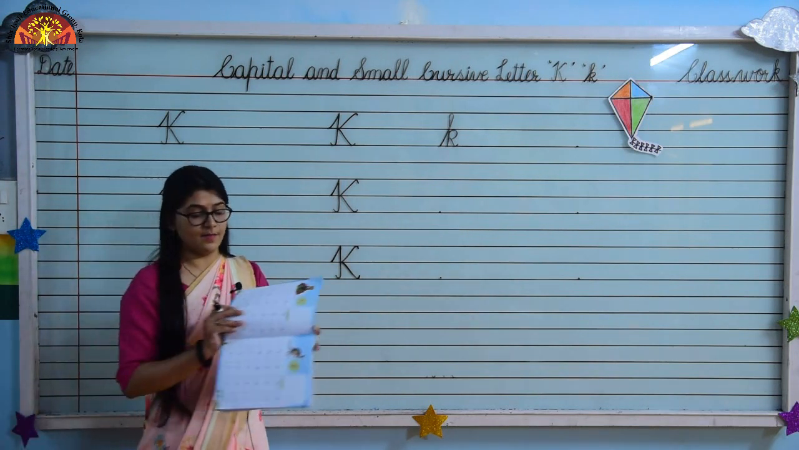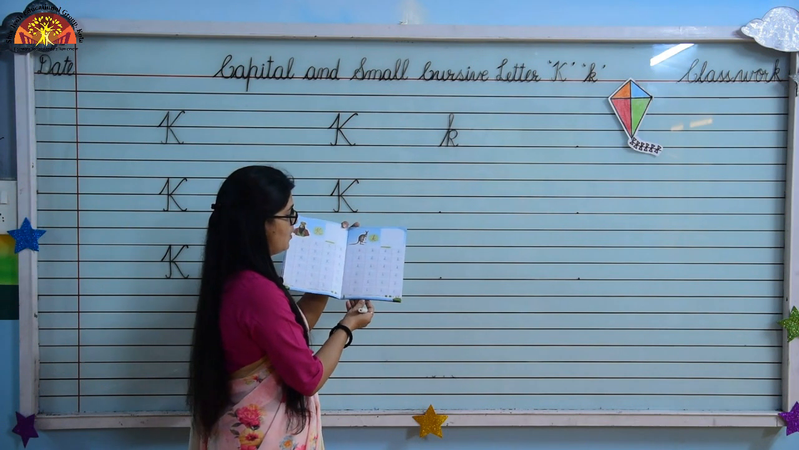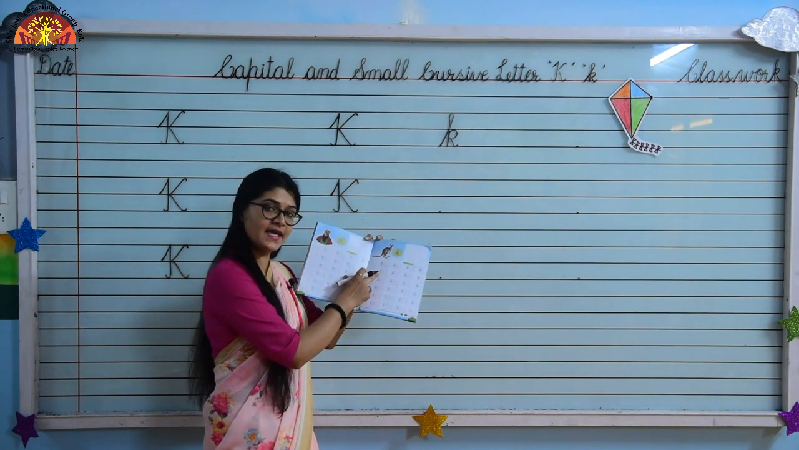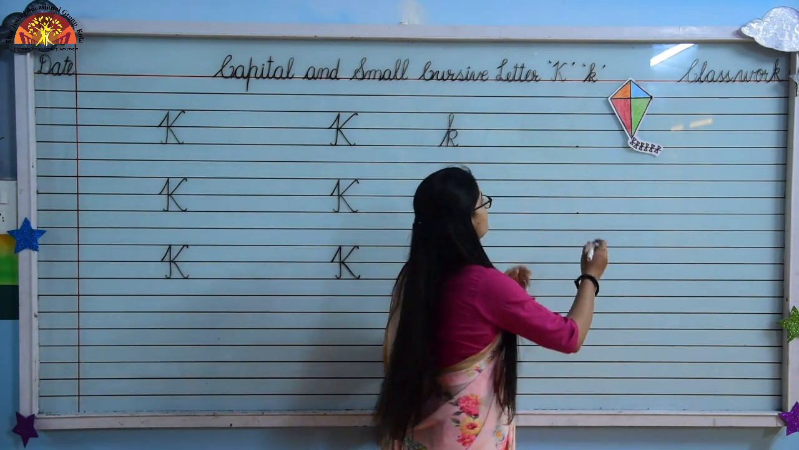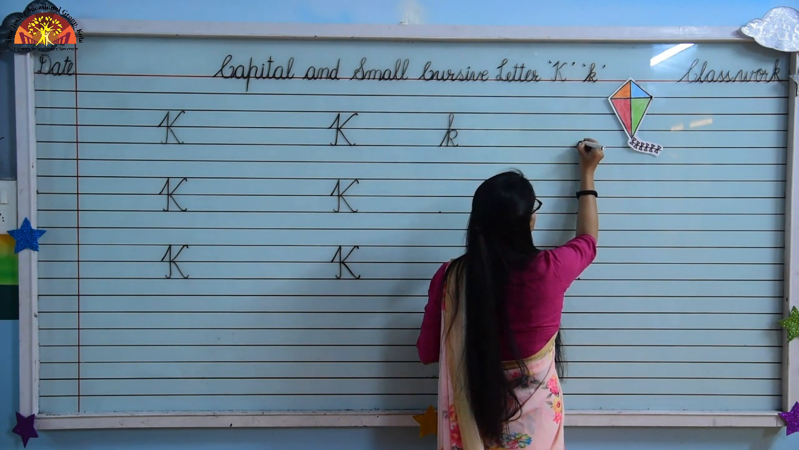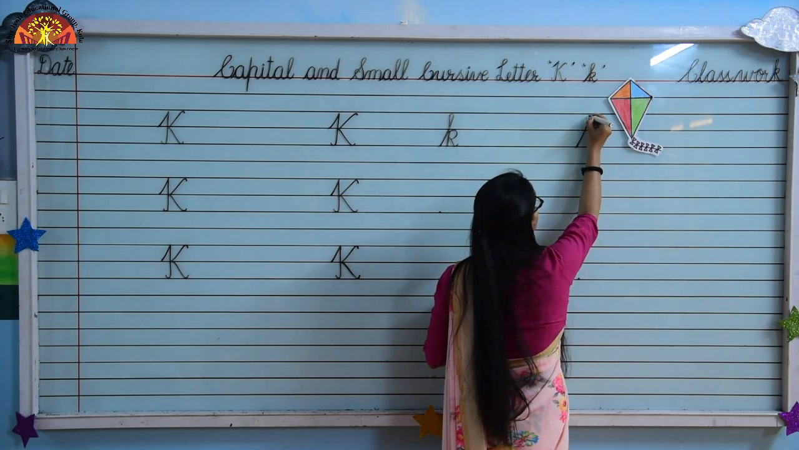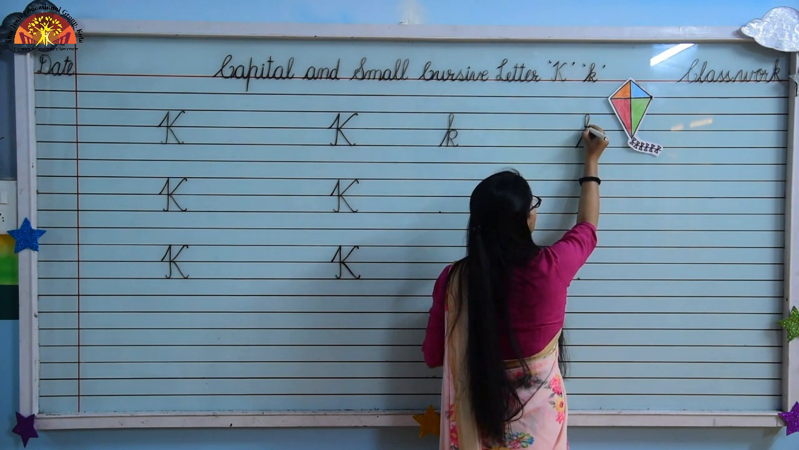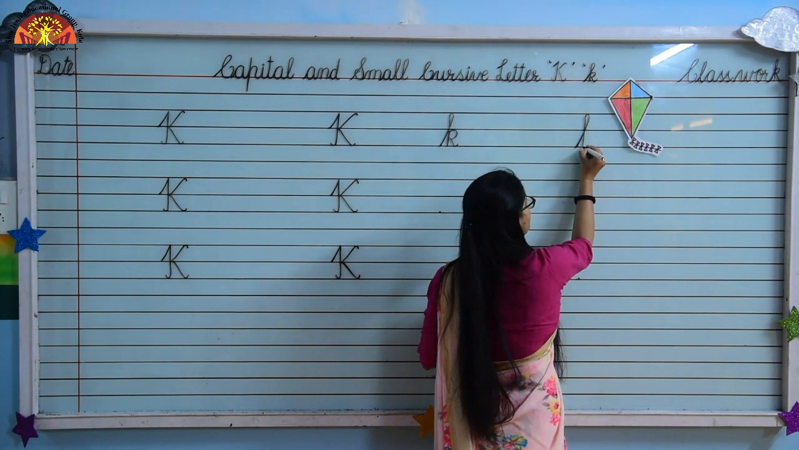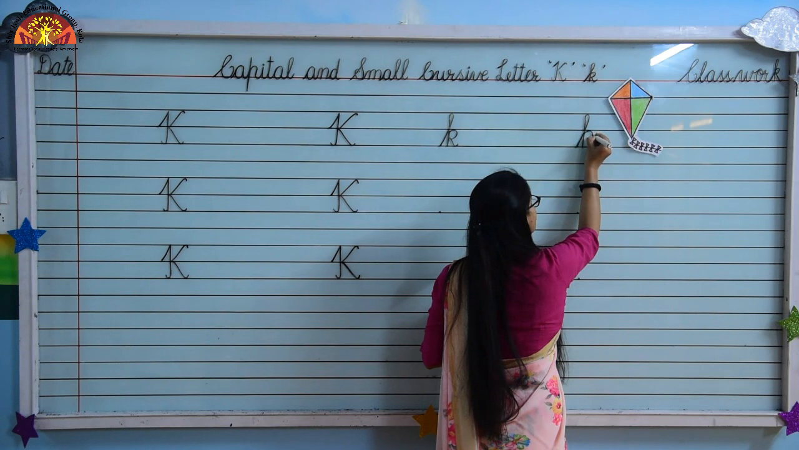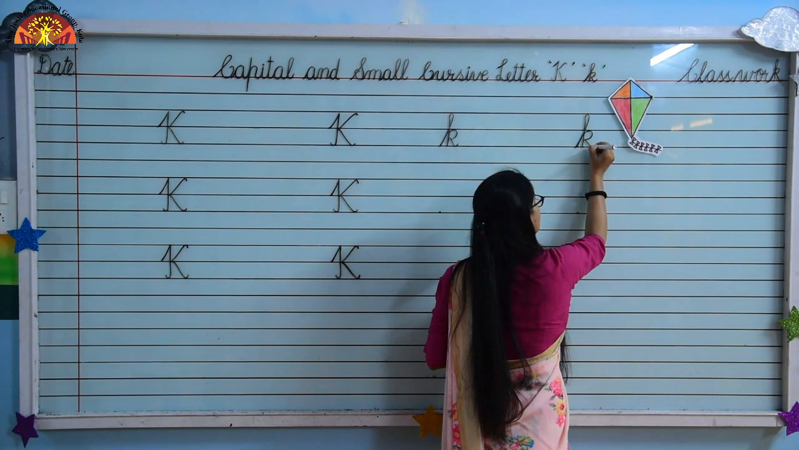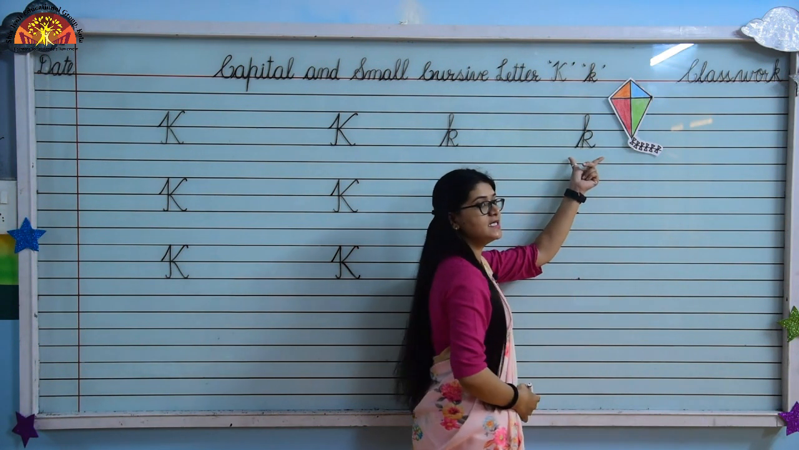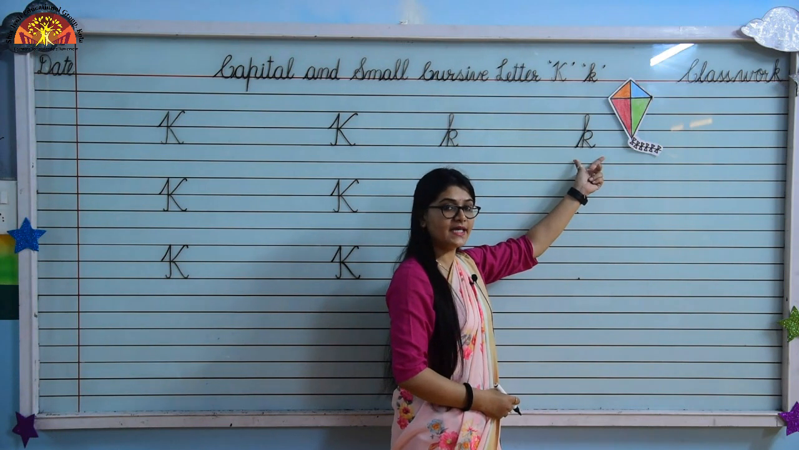Now come on page number 35. Now we will write small cursive K. Okay. So put the pencil on third line and draw slanting line, touch the first line. Loop, standing line, touch the third line, moving up with same line. Now we will draw a small curve between second and third line and then slanting line. Touch the third line and turn. So which letter is this? This is small cursive K.